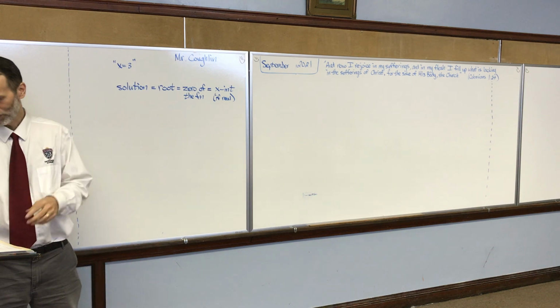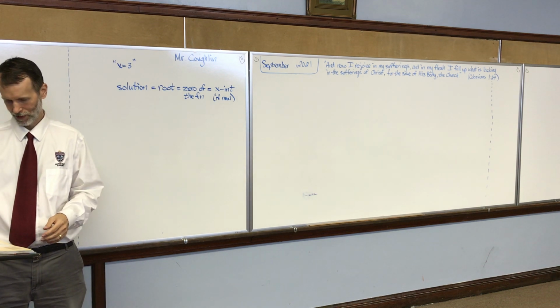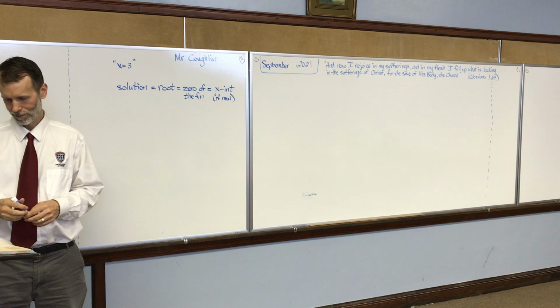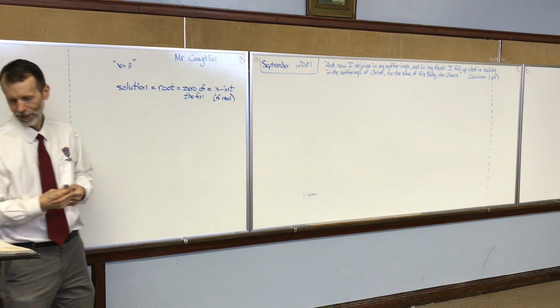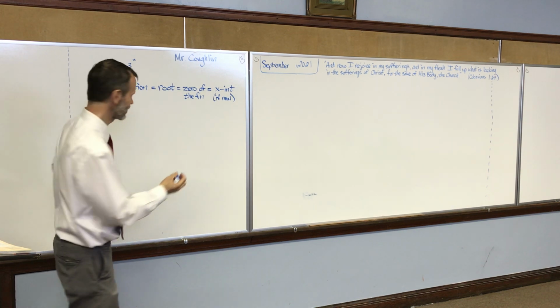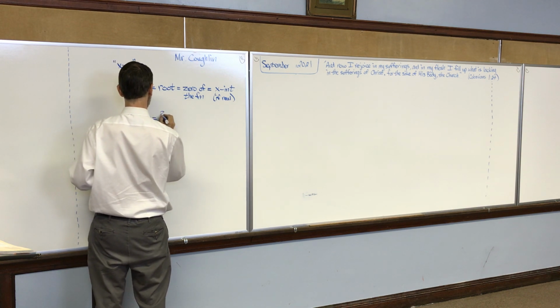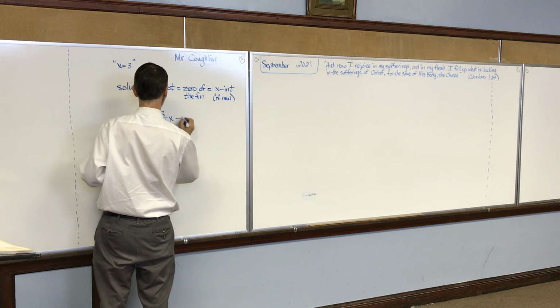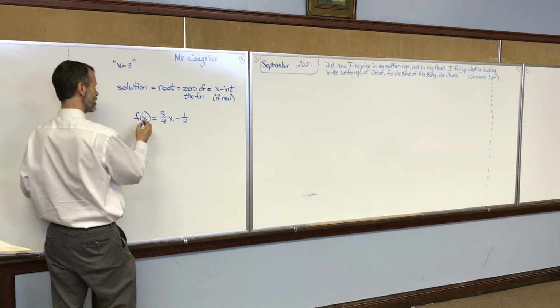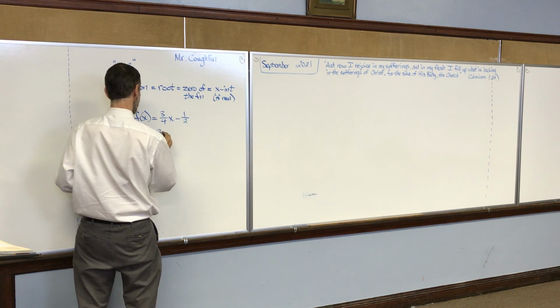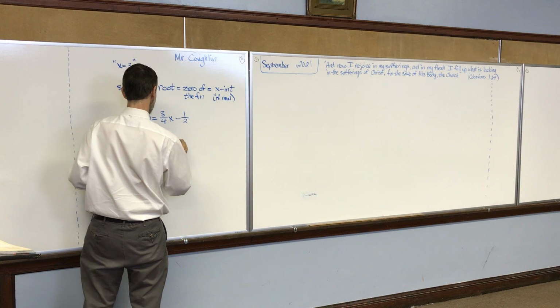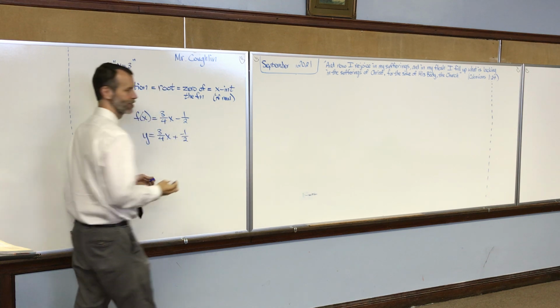So just as an example, what was the first one they asked you? Number 1b. Okay, f of x equals 3/4 x minus 1/2. I'm going to change this to y equals 3/4 x plus -1/2. So it's in slope intercept form.